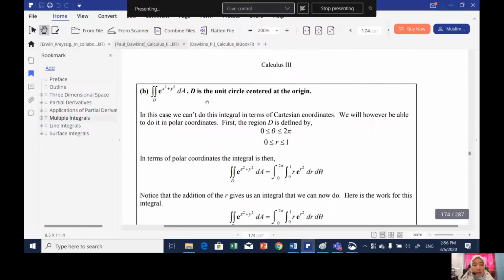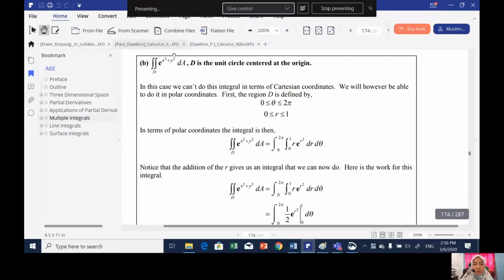Okay, next we go to example 1b. This is our function, e to the power x squared plus y squared, dA. The region is the unit circle centered at the origin. So we don't have any different limits. We have here the standard equation of the circle, x squared plus y squared, but no information on the radius. If it's centered at the origin, then we assume that the radius is equal to 1.